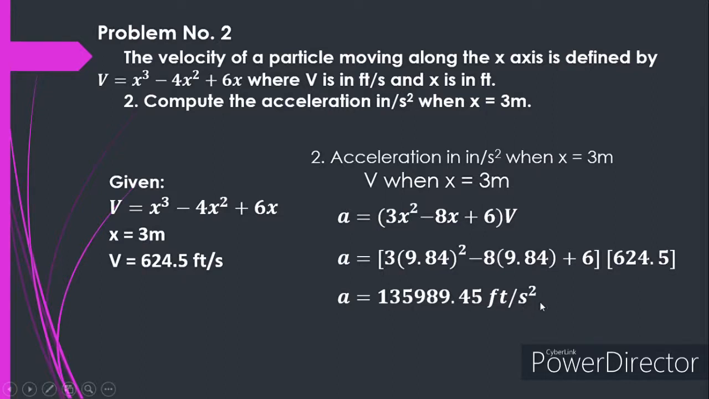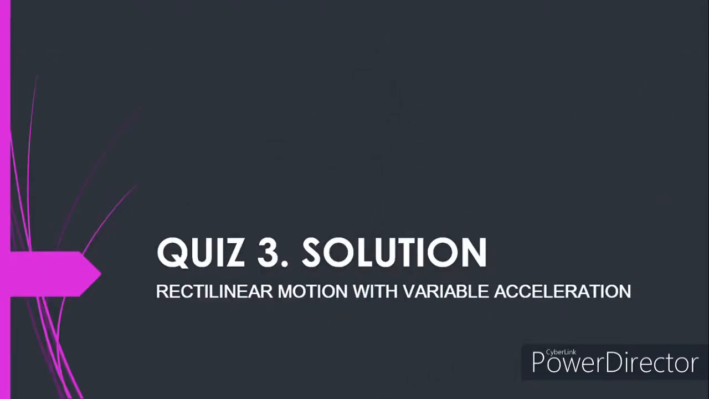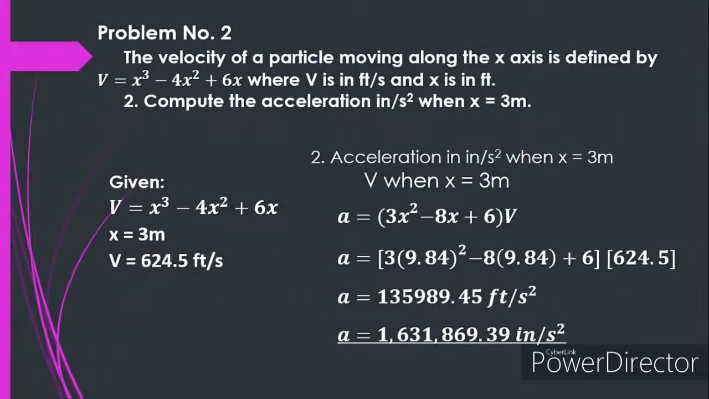But class, the question is acceleration in inches per square second. Therefore, convert into inches per square second. a is equals to 1,631,869.39 inches per square second.